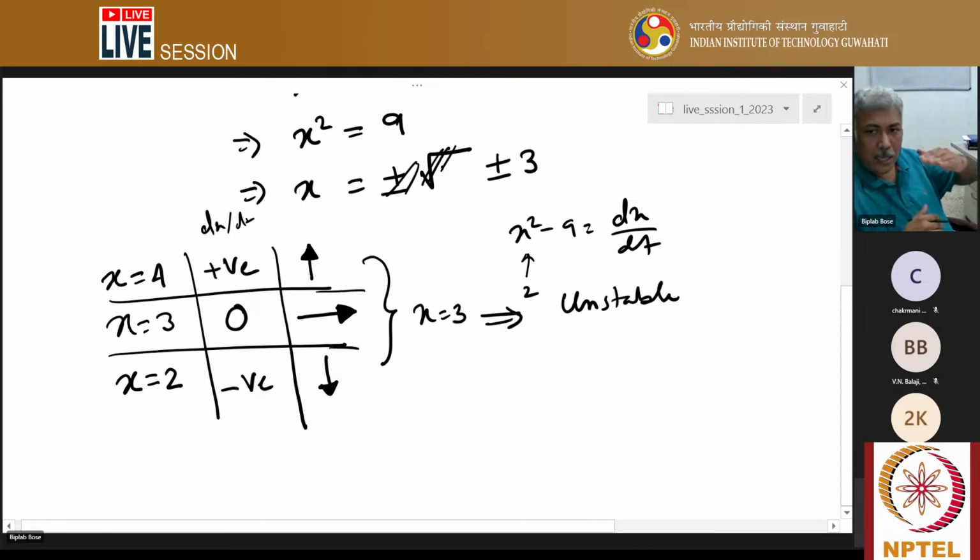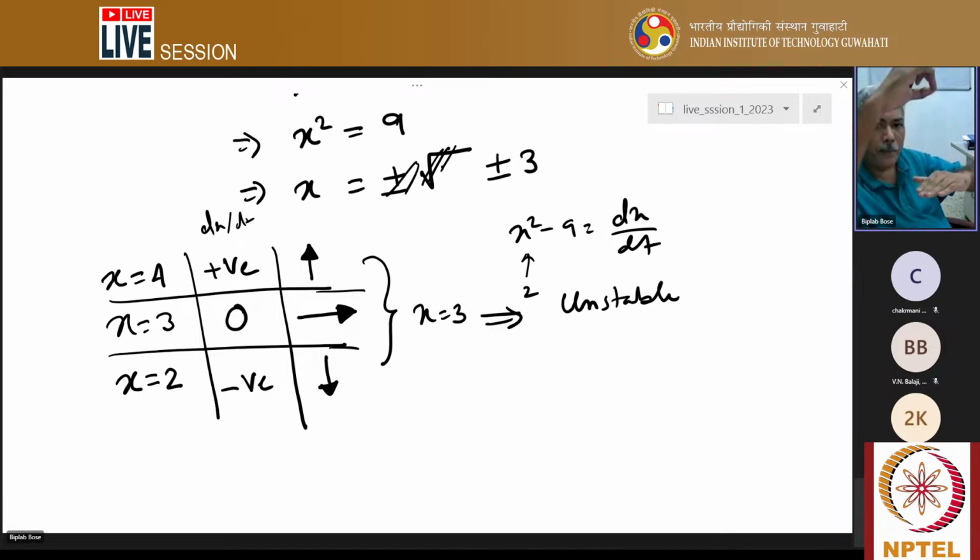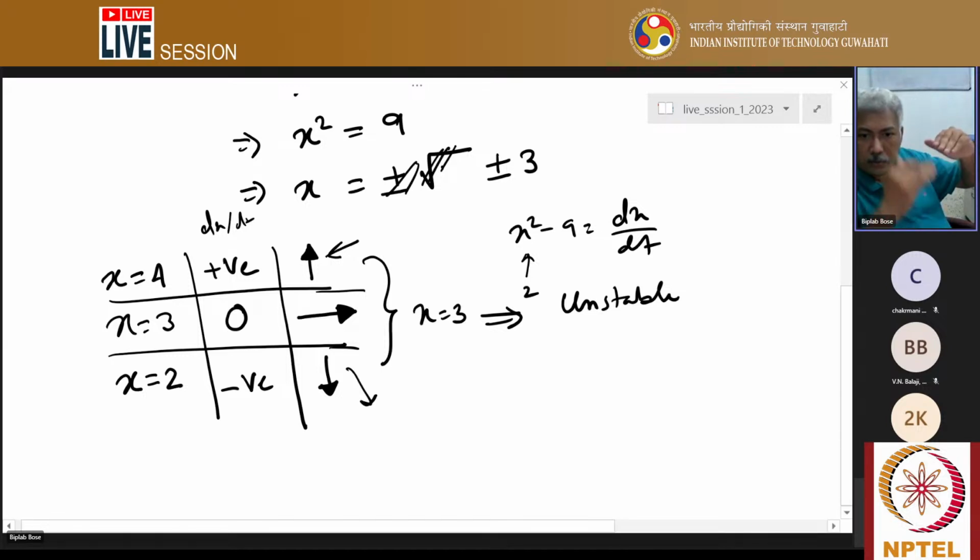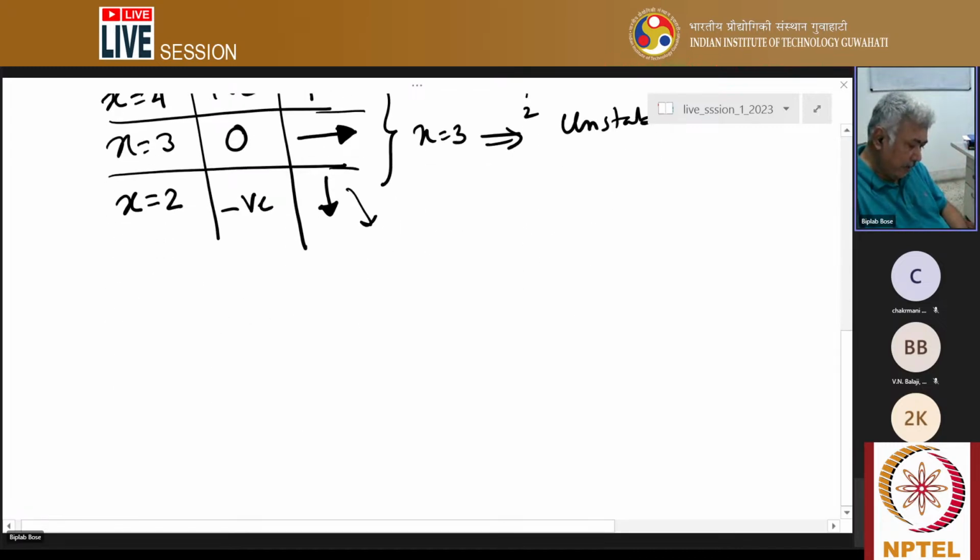Because I am in steady state at x equal to 3, if you disturb me, I will move up. That is what this arrow is saying. If you pull me down from that steady state, I will go away from it in the down direction. So from both directions, I will move away from the steady state. So it is unstable.